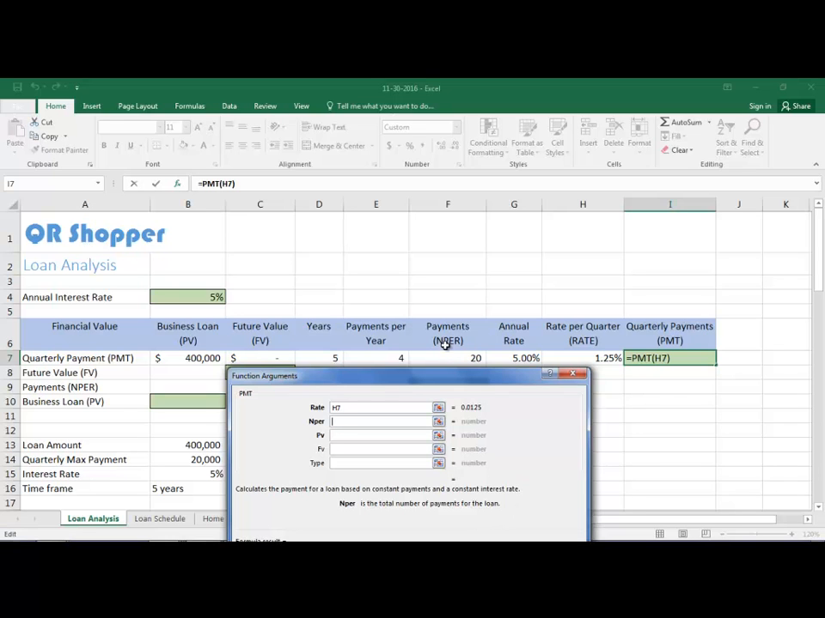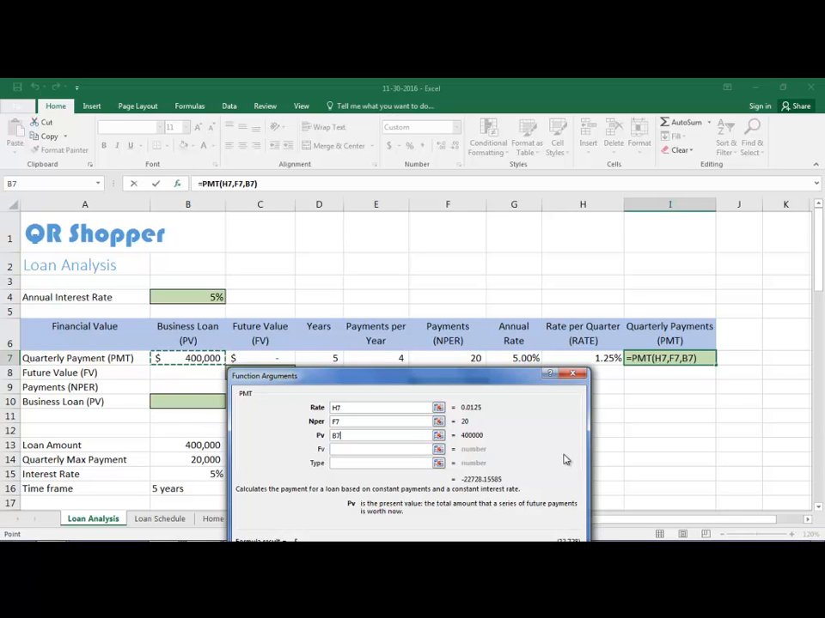Now here, the number of payments, this is the total number of payments on the loan. You can see I put these in here for you. It makes it nice. Probably won't do that for you on the test, by the way. I can click right there and you see it drops in the 20. Now it's asking me for the present value, the PV. We know that loan is $400,000, so I put in that.